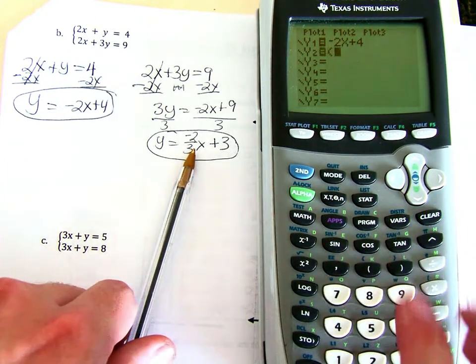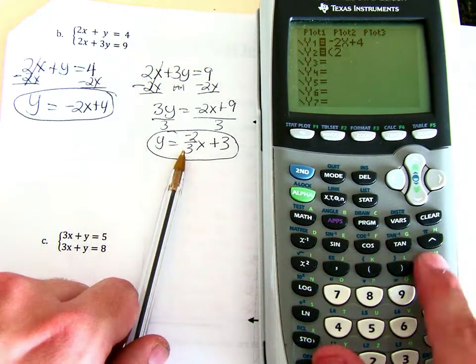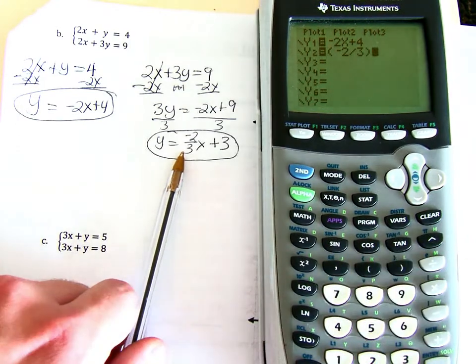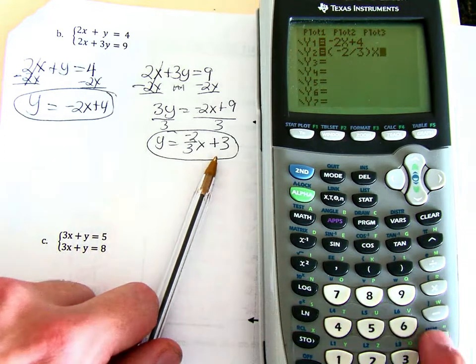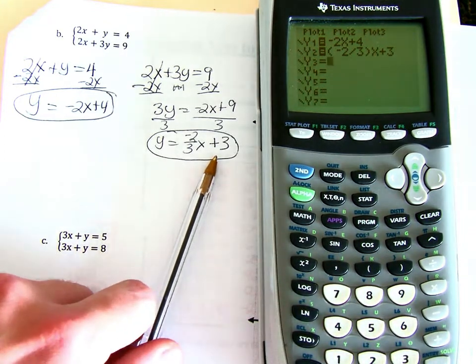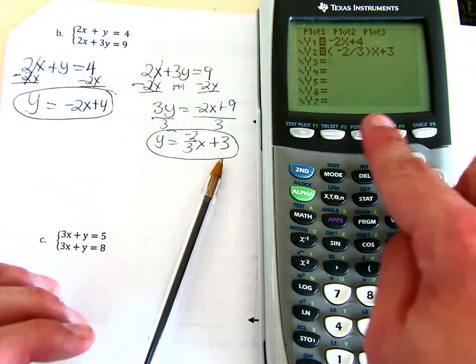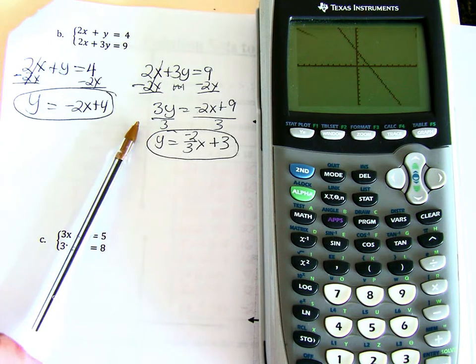So I'm going to type it in. Remember when I type in this fraction, negative 2 over 3, I want to put it in parentheses. So I'm going to have negative 2 divided by 3, then x plus 3. Hit enter. Now I have my two equations in my calculator. I'm going to hit zoom number 6, and it will graph it for me.